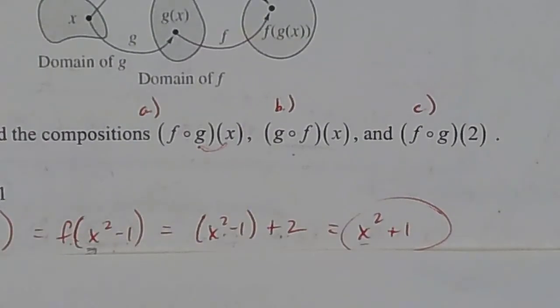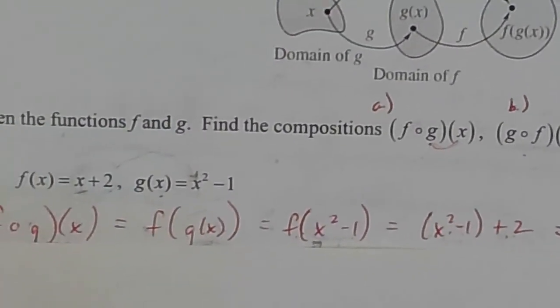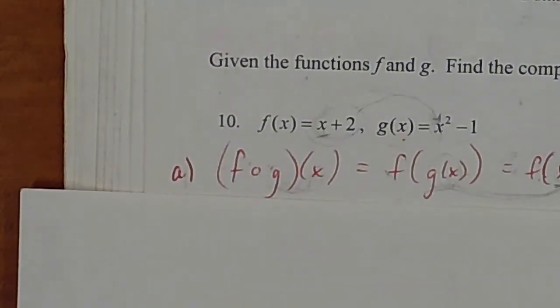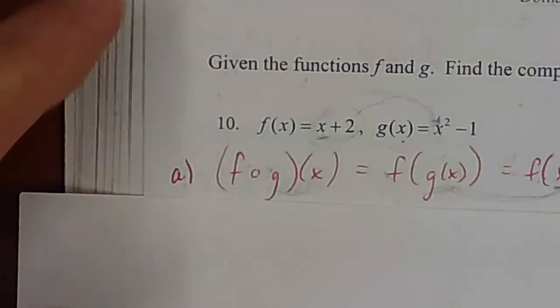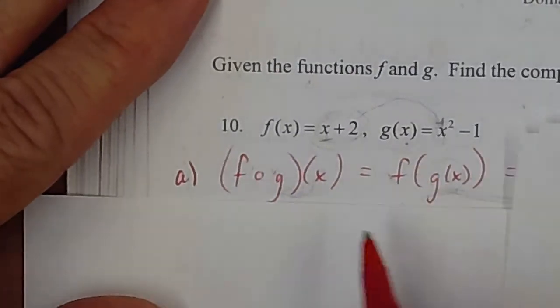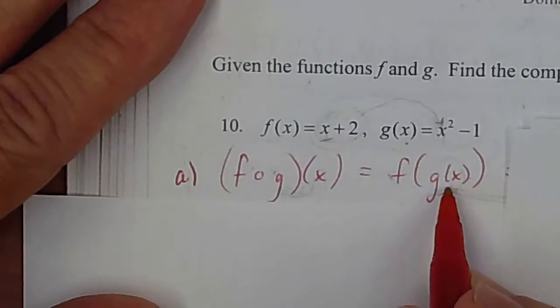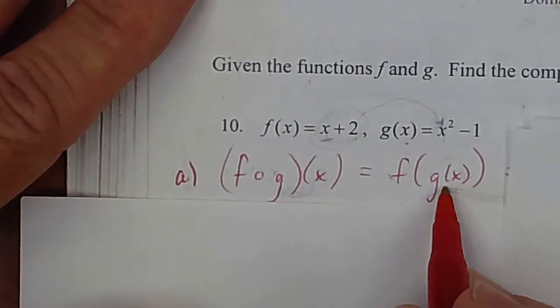All right, so the first thing we should do for part A is make sure we follow the definition. F composed with G of X. Since G is closest to X, we should rewrite it with G of X in the middle. That gives us a direction for the substitution.